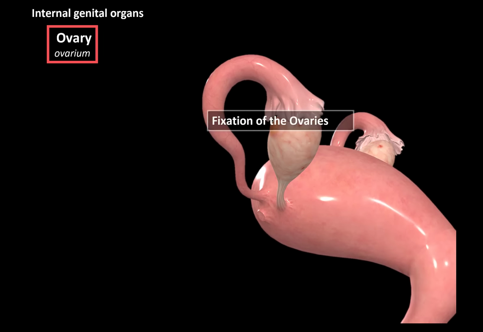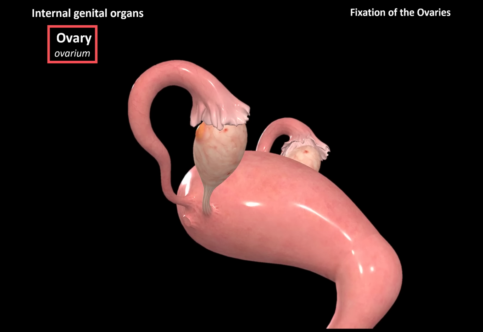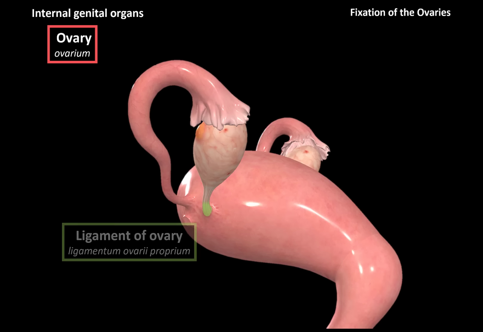Let's now go through the fixation of the ovary. The ovary is attached to the uterus through a ligament called the ligament of the ovary. This one is pretty straightforward. The ligament of the ovary fixates the uterus to the ovary. A little fun fact about this ligament is that it contains the ovarian branch of the uterine artery and vein, and it contains also ovarian nerves and lymph vessels as well.